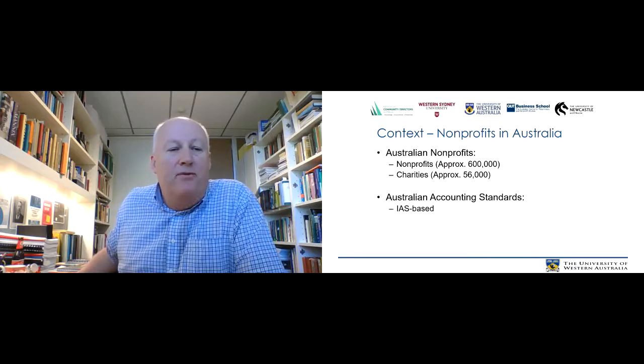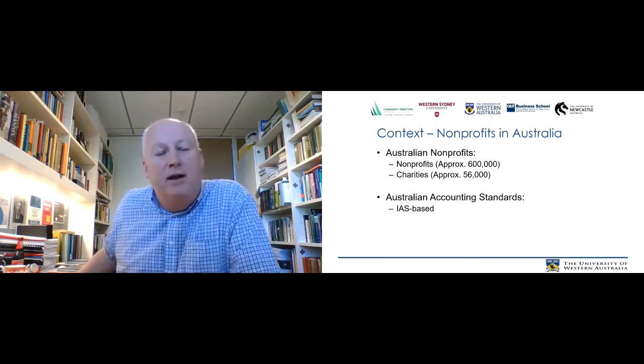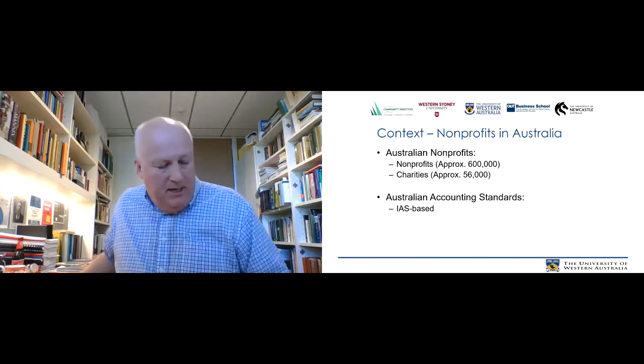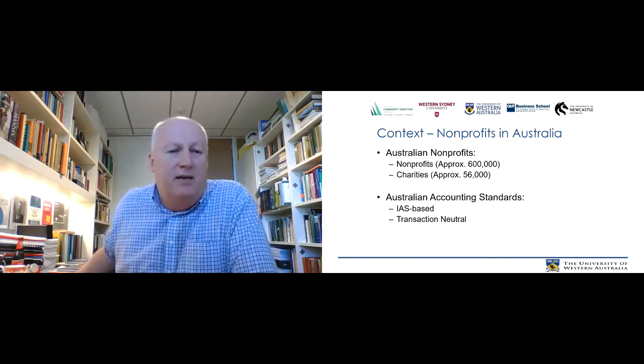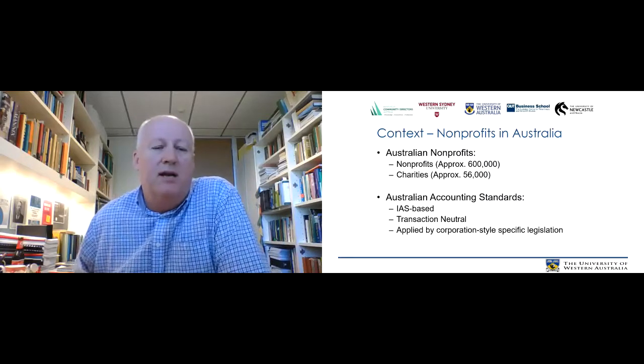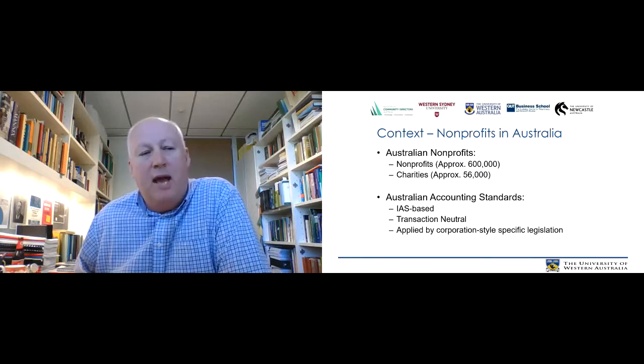The other thing that's really important, of course, is in relation to the accounting standards themselves and how that impacts the not-for-profit sector, and contextualises the remarks that I want to make in a second in relation to what I call often cited key issues. Particularly, of course, we know that the Australian accounting standards are IAS based. We know that they're transaction neutral as well, and that they're applied by corporation style specific legislation. That is, the Accounting Standards Board itself doesn't mandate the use of these accounting standards, but rather different legislation, predominantly depending on how charities and not-for-profit organisations are incorporated, applies or causes the application of those standards.